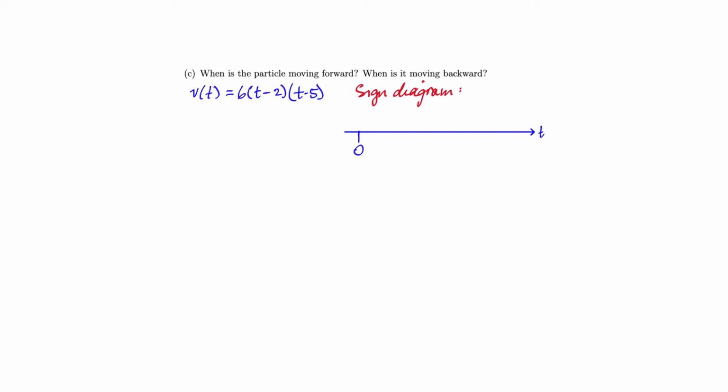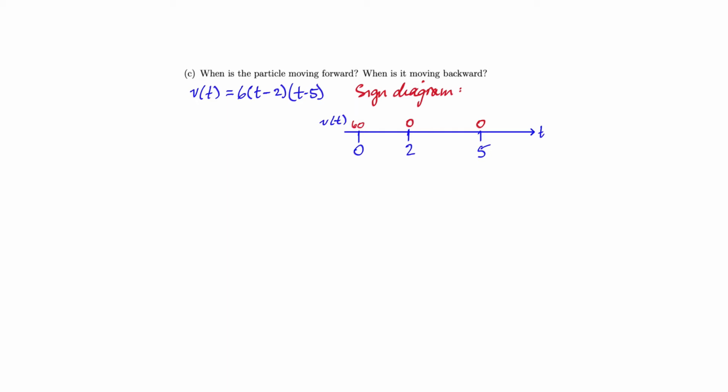So here's the timeline. There's time equals 0, and then I put 2 and 5 there because I know the velocity is 0 at 2 and at 5. And at time t equals 0, the velocity is positive 60. So we know it's moving forward when time first begins. But now we have to check all these other times.